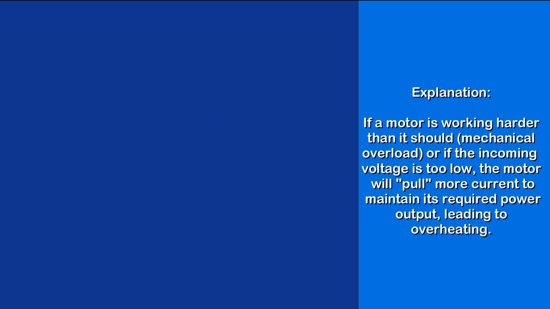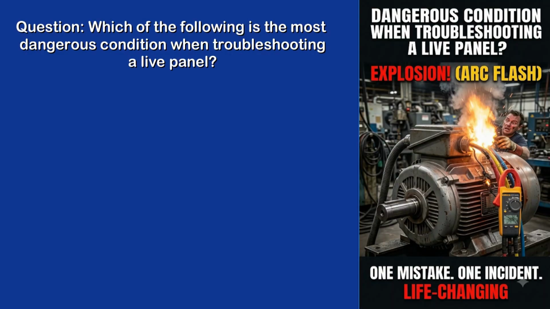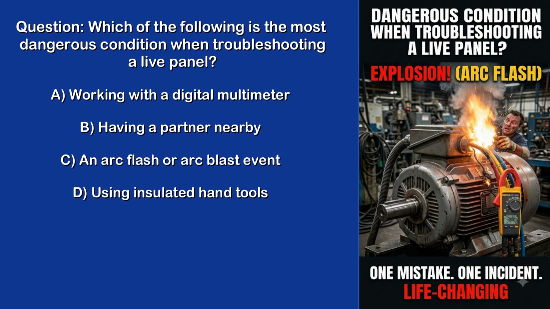leading to overheating. Question. Which of the following is the most dangerous condition when troubleshooting a live panel? A. Working with a digital multimeter. B. Having a partner nearby. C. An arc flash or arc blast event. D. Using insulated hand tools.